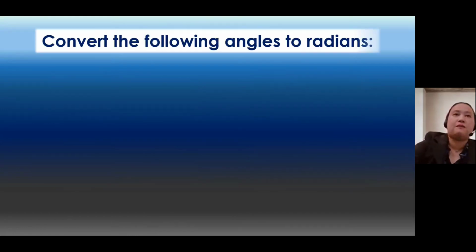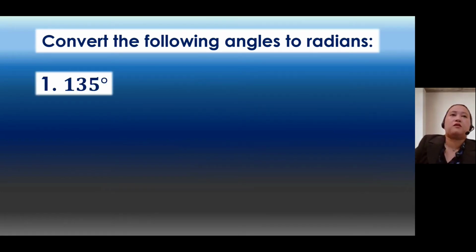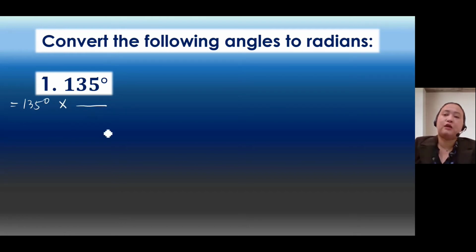Okay, so let us have examples. Convert the following angles to radians. The given here is 135 degrees. So you write the given 135 degrees. Let us multiply this by a fraction in which we can cancel the unit. Since the given angle is in degrees, we're going to multiply it by a fraction in which the denominator is also degrees. So between pi and 180, it is the 180. Then put the pi on the numerator, and then we can already cancel.